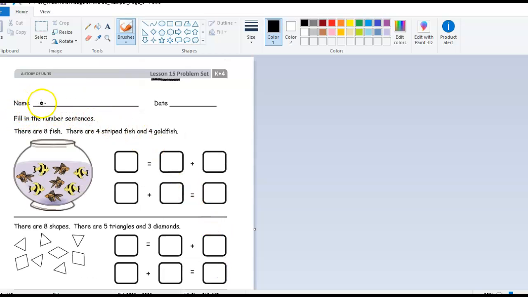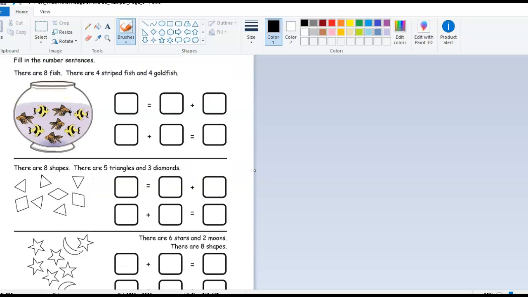So, before we get started, I want you all to write your name. You will have 10 seconds. Go. 10, 9, 8, 7, 6, 5, 4, 3, 2, and 1. Your name should be written there.